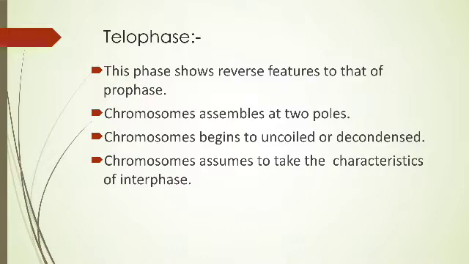Second point, chromosomes assemble at two poles. We can see in this figure chromosomes are assembled at the two poles. In the figure we have seen chromosomes begin to uncoil or decondense. In prophase we saw the chromosomes start to condense and become thick, and here, just the reverse, the decondensation of the chromosomes can be seen, and hence it is said that chromosomes begin to uncoil and decondense. Next point, chromosomes assume the characteristics of interphase, that I just told you right now.